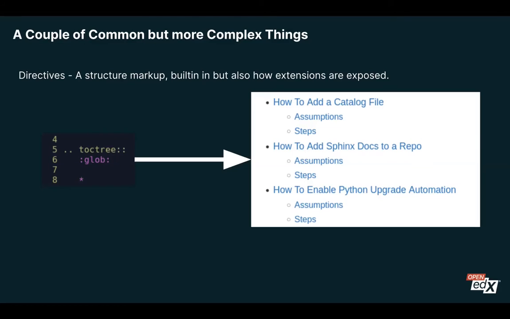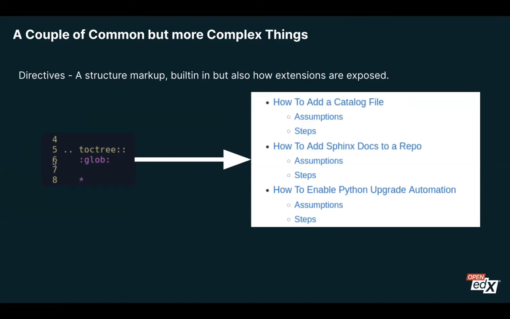So yeah, directives. So here on the left, you'll see a directive. This is a toctree directive. I'm using it with this extra argument called glob. What glob does, it says, if I put a star in here, I mean everything in this directory. So with this, in this file, I can say, okay, list me all of the other files that are in this directory in a table of contents.